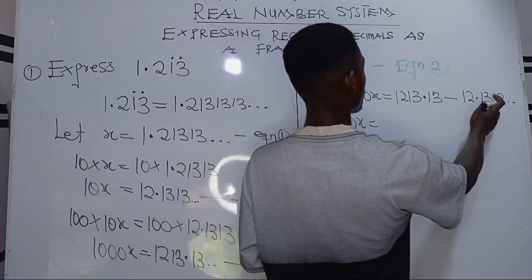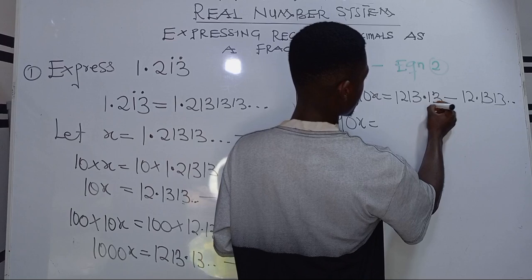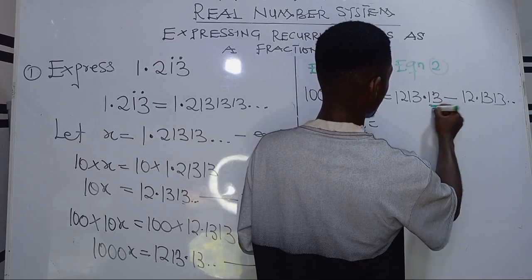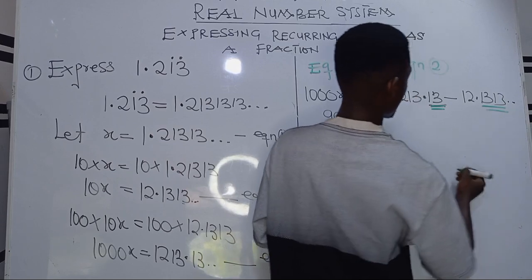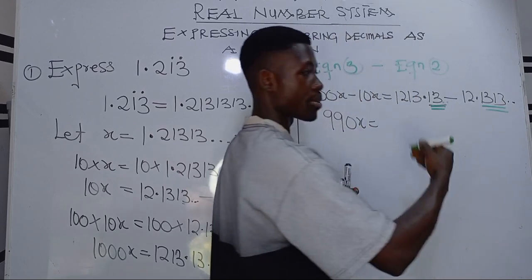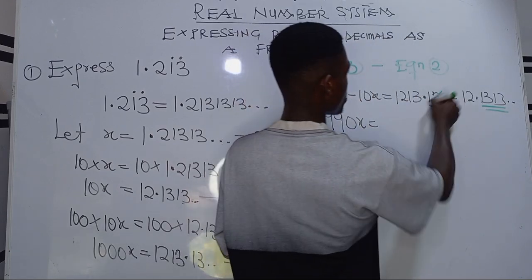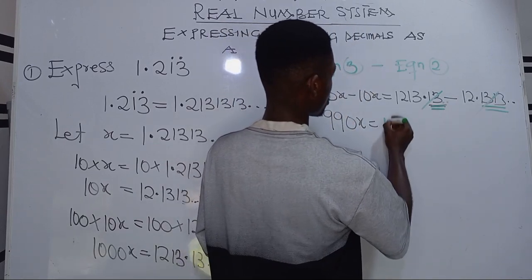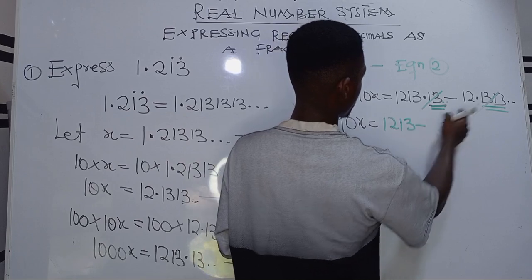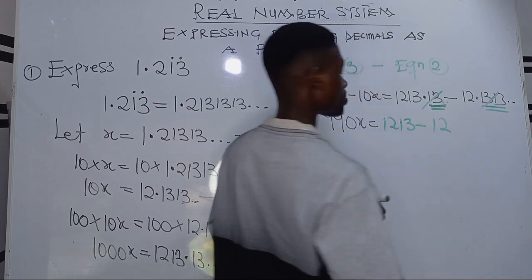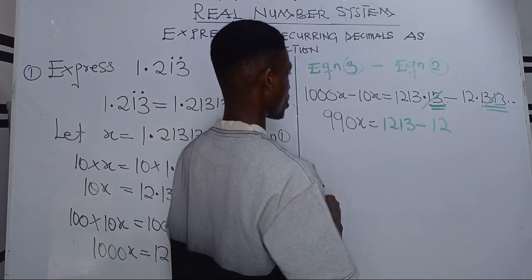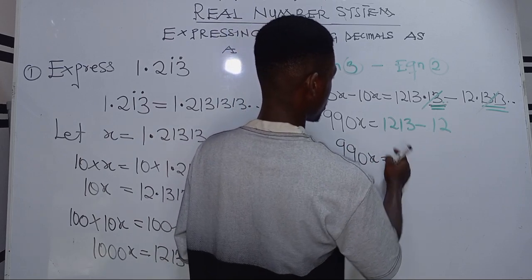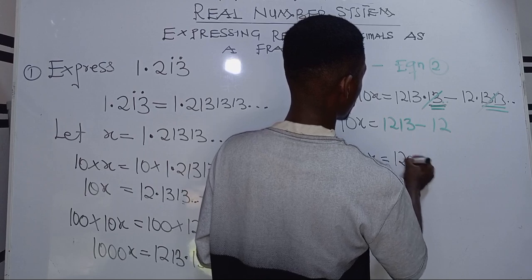1213.13 minus 12.1313. Since those numbers behind the decimal point are the same, 1313, and they recur up to infinity, when you subtract them, they will give you 0. Okay, so we are left with 1213 minus 12. So we have 990x is equal to 1201.